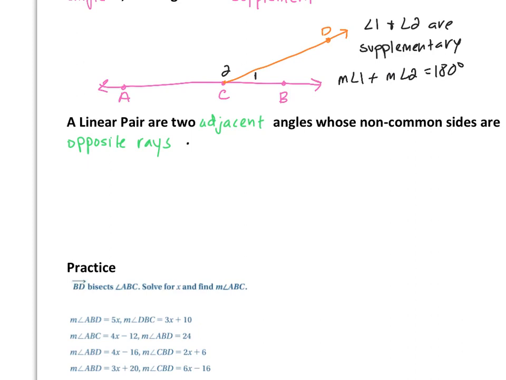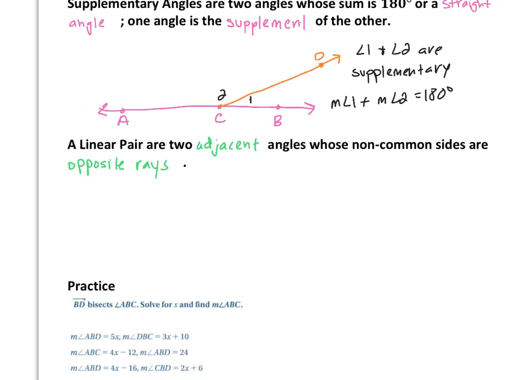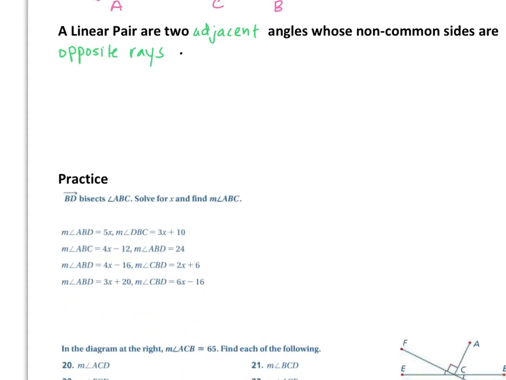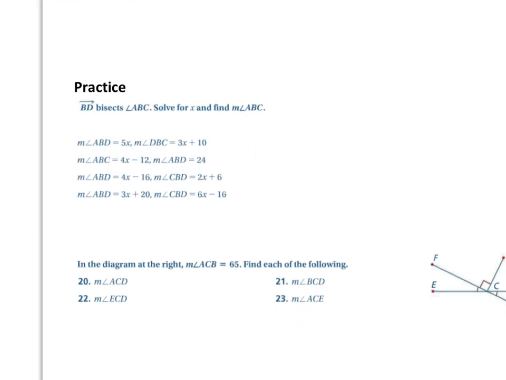All right, these form a linear pair. Okay, A, C, B, so that ray CB and the ray CA, those are opposite rays. That is not their common side, but the common side is that CD, okay, that ray that goes up through the middle there. All right, some examples, some practice down here.